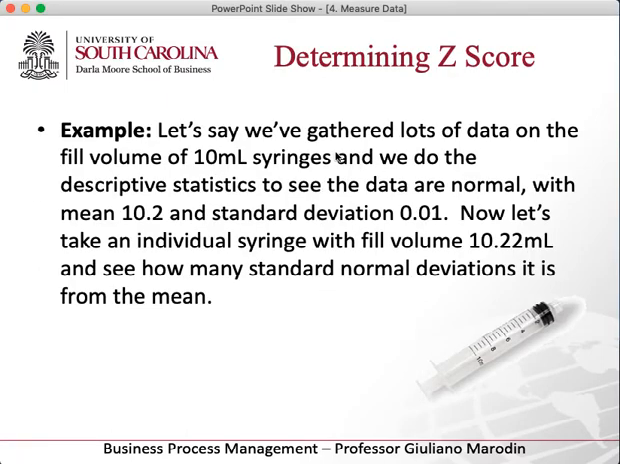Let's say that we gather lots of data on the fill volume of 10 milliliter syringes. So we're in the pharmaceutical industry. That's actually an example from Nephron Pharmaceuticals. We have 10 milliliter syringes, and we do some descriptive statistics of how many mLs we're putting in, and the mean is 10.2 with a standard deviation of 0.1. Now let's take one volume of 10.22 and see what the probability is of putting in more than 10.22 milliliters, or what the distance is between 10.22 and 10.2 in number of standard deviations.